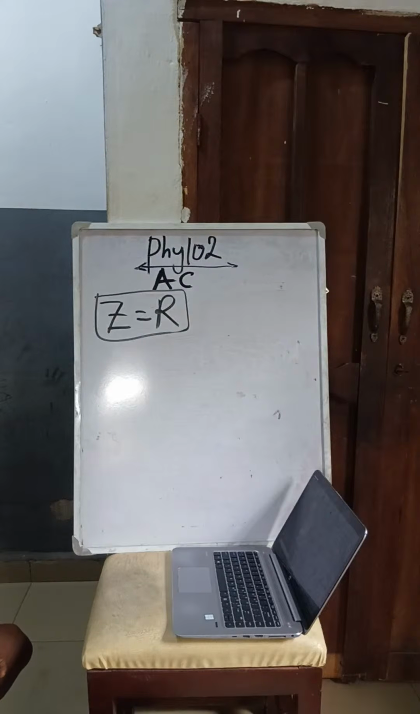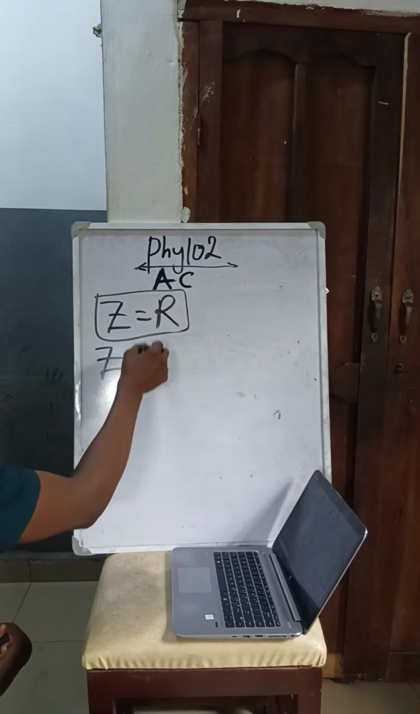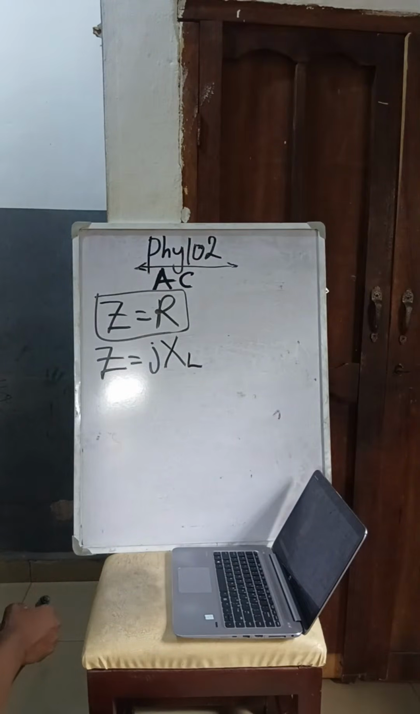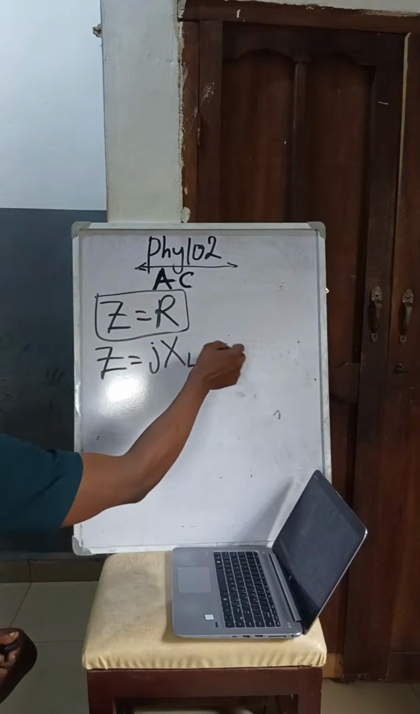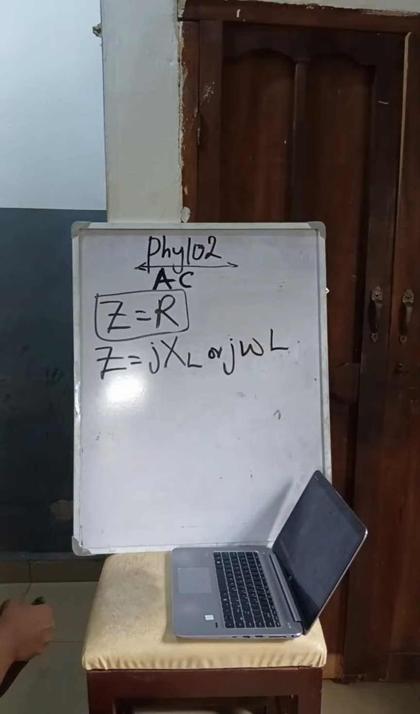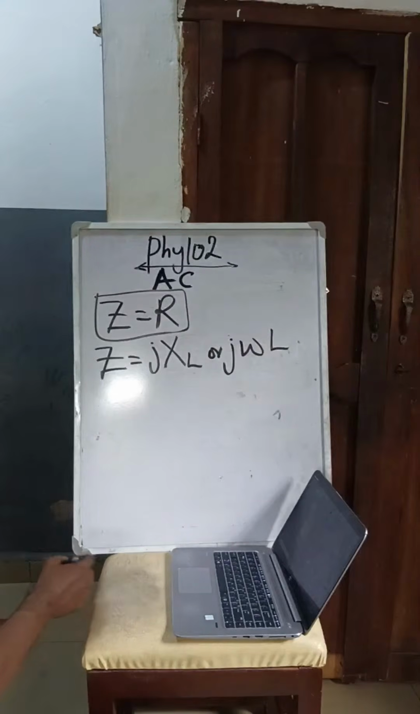What is the impedance of an inductor in an AC circuit? The impedance of an inductor in an AC circuit is JXL, or JWL.